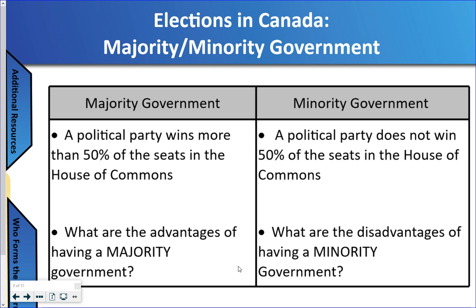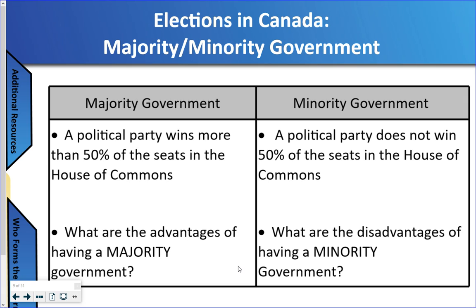All right. We talked about the difference between a majority and minority government. When of those 338 candidates, your party wins more than half of them, okay, you become a majority government. It's very important to have a majority government. You can get your laws passed quite easily. It's a much more stable government, etc.